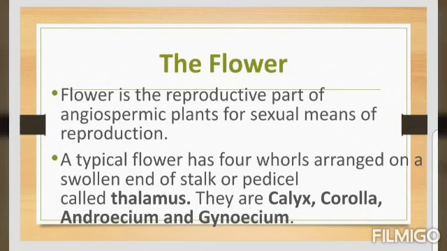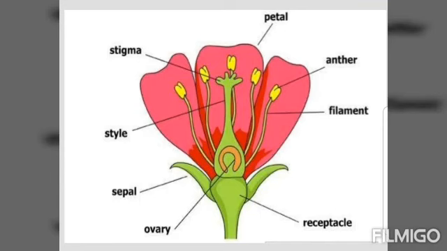What is a flower? The flower is the reproductive unit in the angiospermic plants. It is meant for sexual reproduction. A typical flower has 4 different kinds of whorls arranged successively on the swollen end of the pedicel, called thalamus or receptacle. These are calyx, corolla, androecium and gynoecium.